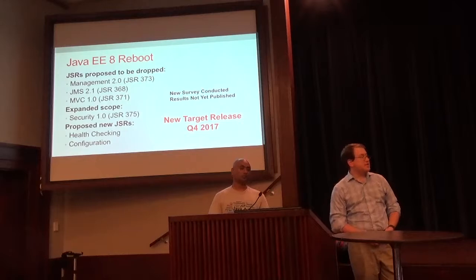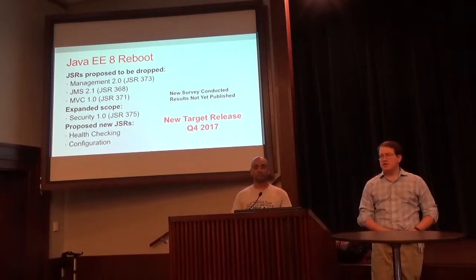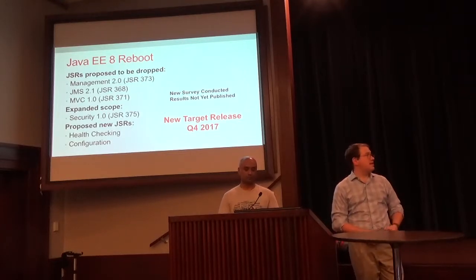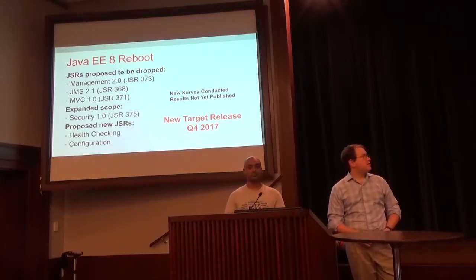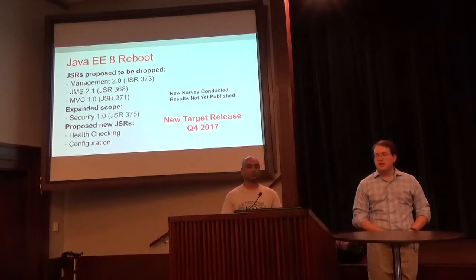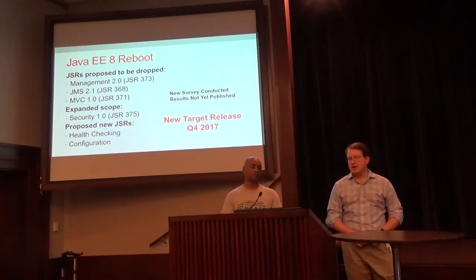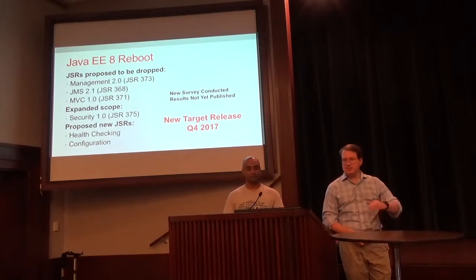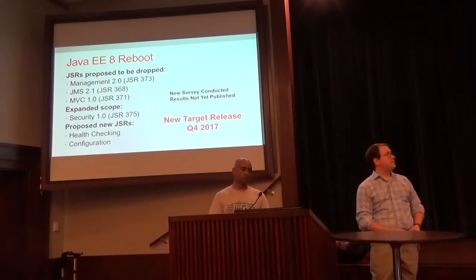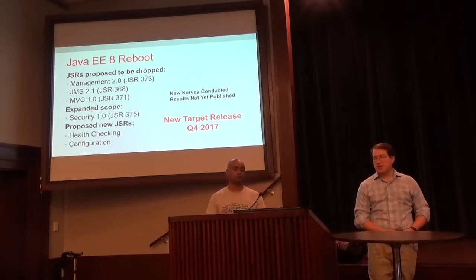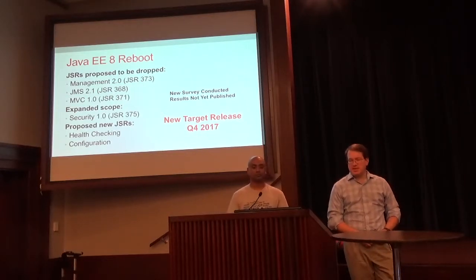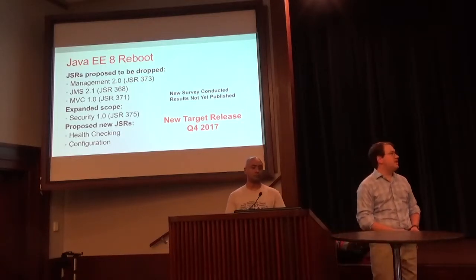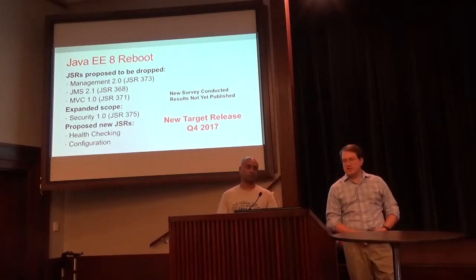At JavaOne 2016, they announced the Java EE8 reboot, and they proposed a number of JSRs to be dropped. They proposed, and actually did drop, Management 2.0, JMS, and MVC. The MVC framework, which was mostly done at the time that they dropped it, was turned over to the community, and on that portion of the presentation, there's a link where you can download and use the MVC implementation that was meant to go out. They expanded the scope with the security API and also proposed new JSRs, which have since ended up in Java EE9, such as health checking and configuration.